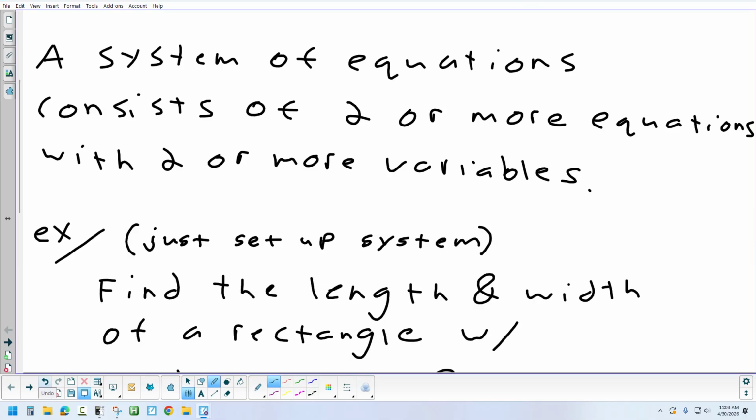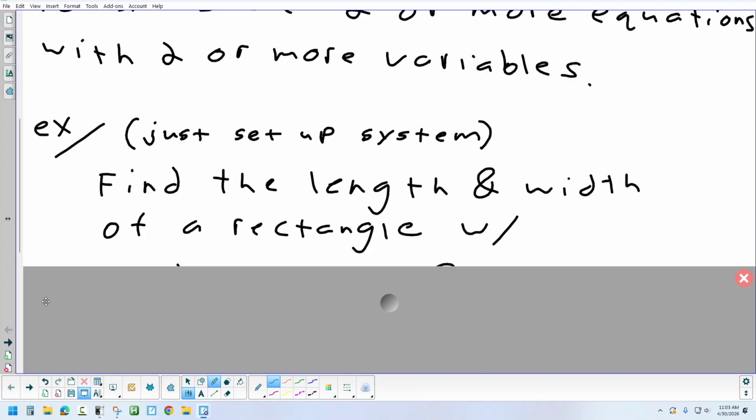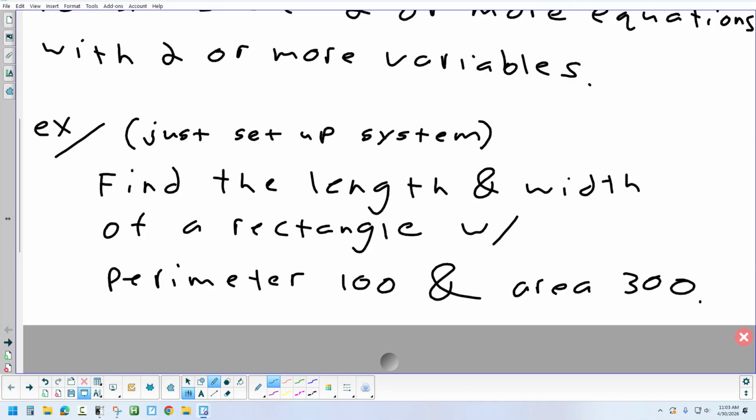So let's set up the system. We're not going to solve this problem in the first example. We'll solve it later. But I just want to set it up. And they tell us a couple things about a rectangle: that the perimeter of it is 100 and the area is 300.